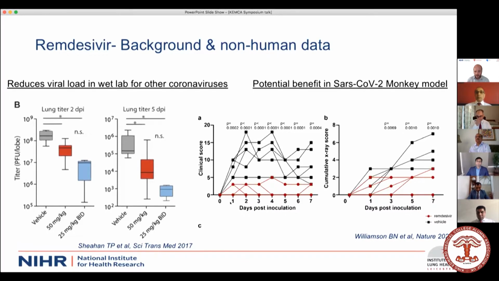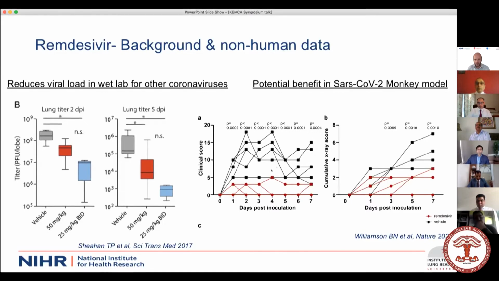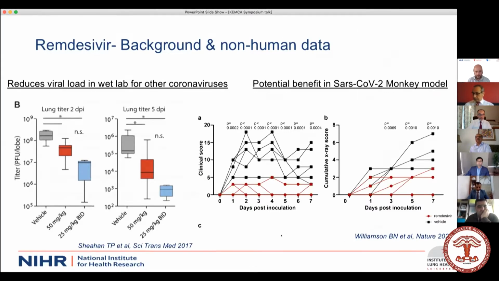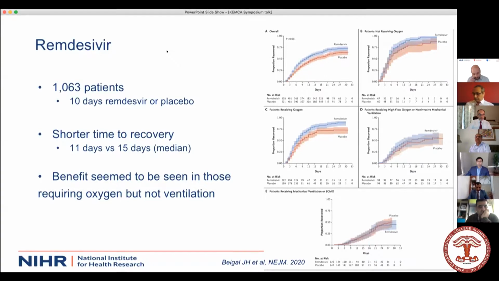So these in the red here seem to have better clinical outcome than those with just the vehicle, so no drug seemed to do worse. So there was certainly evidence in the wet lab and in monkeys that remdesivir looked quite promising. So many of you will be aware of this because you will have given remdesivir for your patients, but it's important to look at the proper trial rather than just cohort studies.